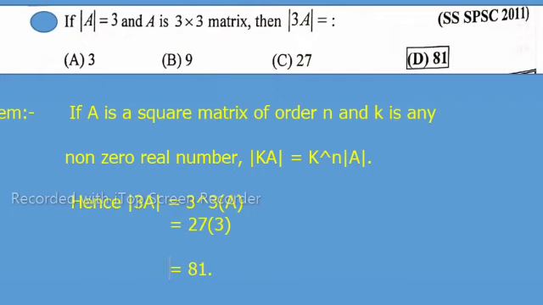So the value of K is equal to 3, and n is equal to 3. So 3 power 3 into absolute of A, which is equal to 3. 3 power 3 is equal to 27. 27 times 3 is equal to 81. So option D is correct, which is the correct solution.